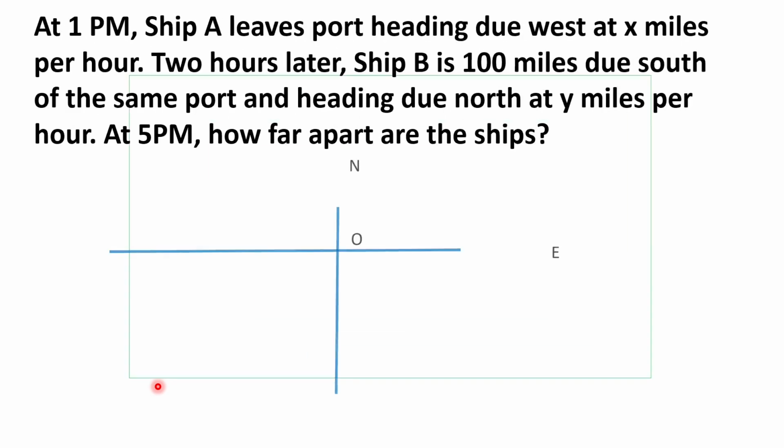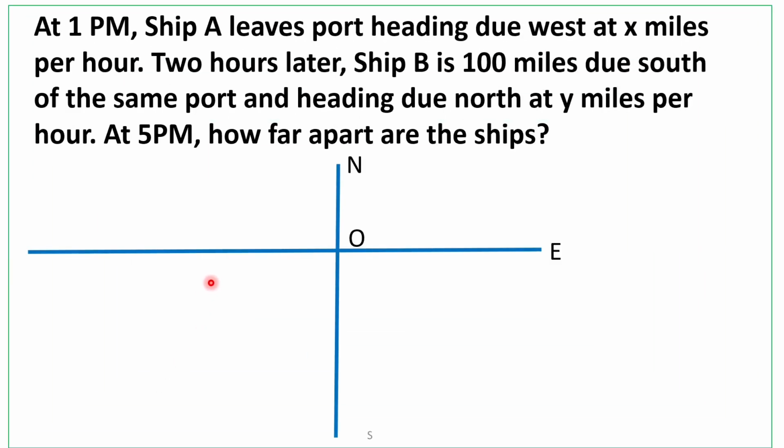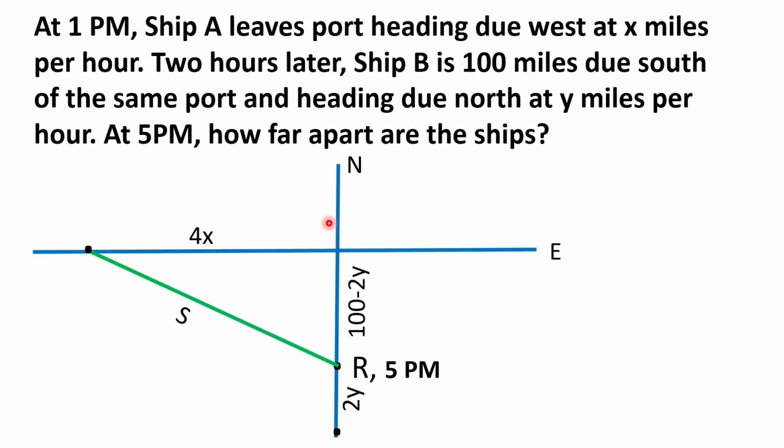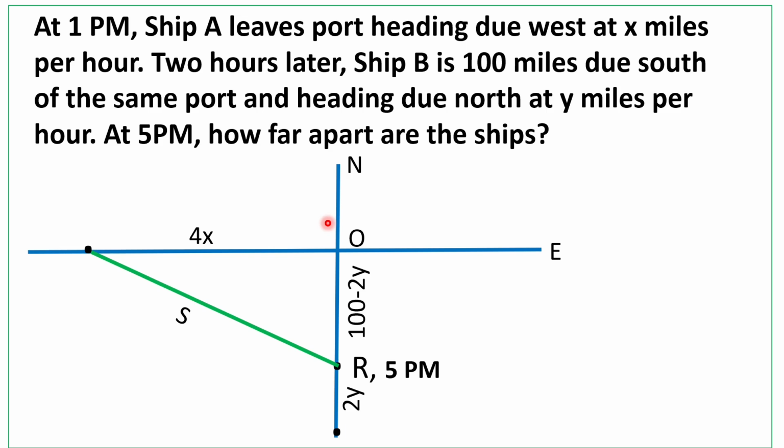So first of all, we know some things from this given data. We will draw north, east, west, south, and this is the origin. Let's consider this origin is the port, and ship A is heading due west, so it is going away from the port, and ship B is heading due north, so it is going towards the port. So let's explain this question a little more.